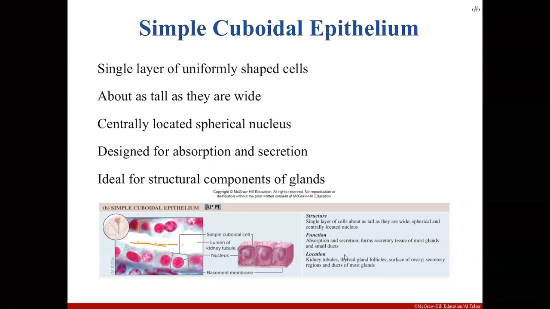Okay, so now when you look at this, here's the cells. This is the space here, and it's lining this tube, right? And these cells are cubes. So they're little squares. So that's simple cuboidal. There's only one layer of them.